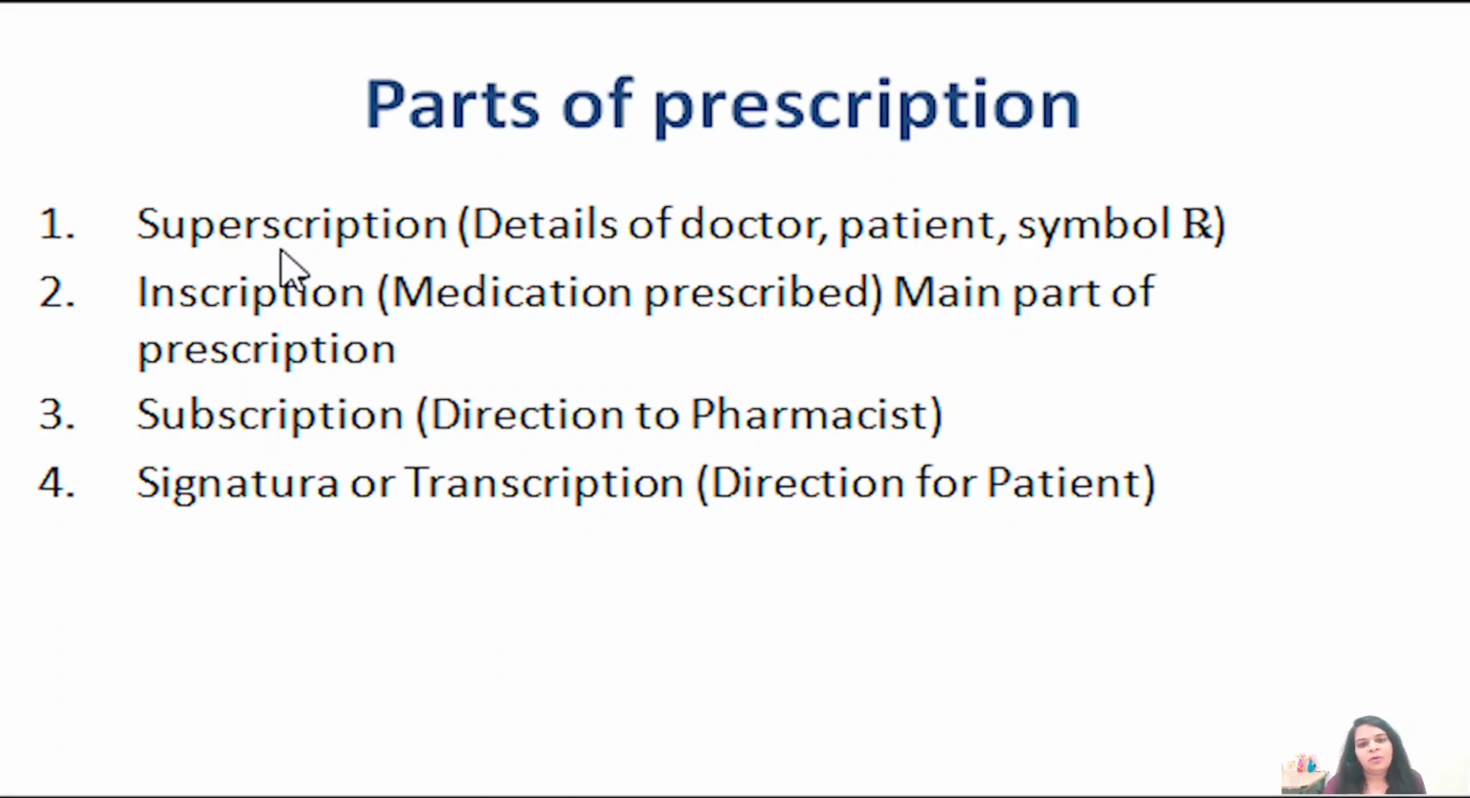Now coming to the parts of the prescription. So there are four parts: superscription, which includes details of the doctor, patient and the symbol, which is known as treatment. Then inscription, which includes medication which is prescribed to the patient, and this is the main part of the prescription. Subscription, which includes direction to the pharmacist. Signature or transcription, which includes direction for the patient.